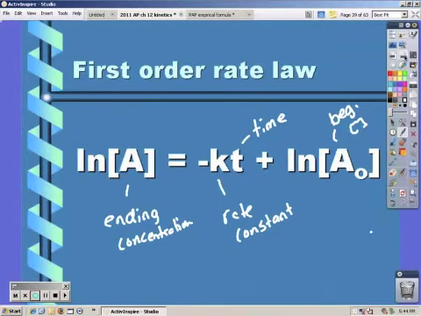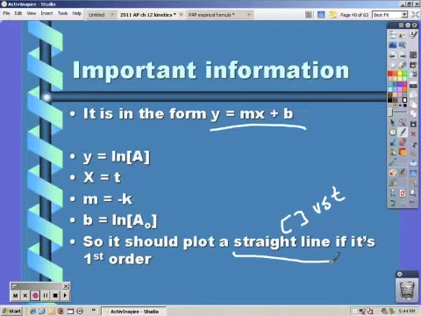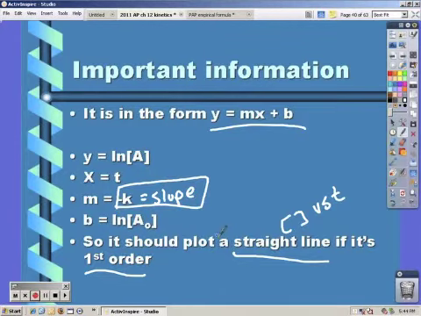Time and rate constant need to be in the same units, as in both seconds or both minutes or both hours. If you notice, that equation was in the y equals mx plus b format, and so ln of concentration versus time should give you a straight line if it's first order. Again, that's ln of concentration versus time gives you a first order. And our slope is negative k in a first order reaction.